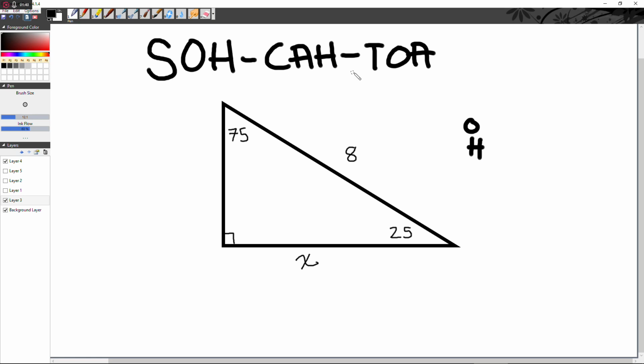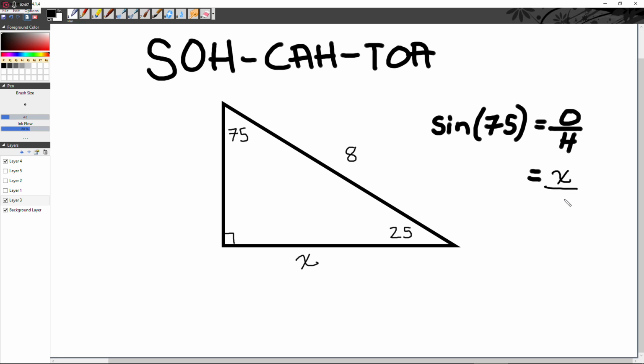Which one of these has opposite and hypotenuse? We can tell right here, our SOH. So we're going to use sine. So right here, we're going to take sine of our angle, sine of 75, and it's going to equal, again, the opposite over the hypotenuse. Okay, in this case, that is x over 8. Let me change my brush there. Okay, here we go. x over 8. Okay, so we have the sine of 75 equals x over 8.